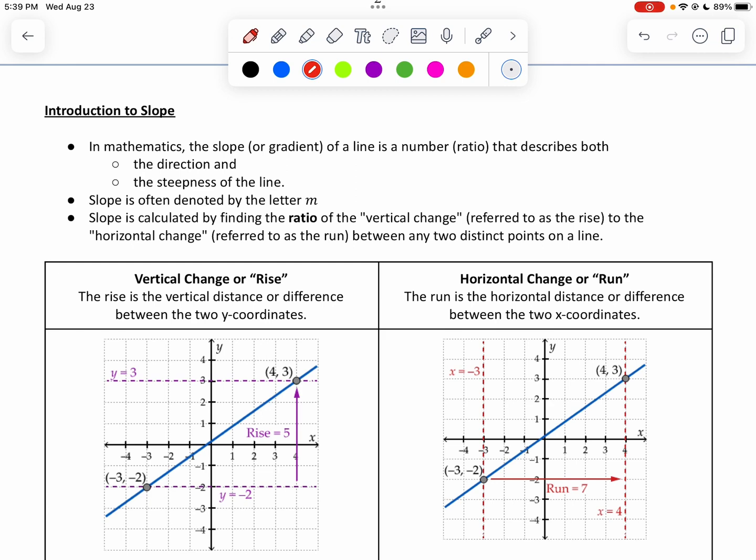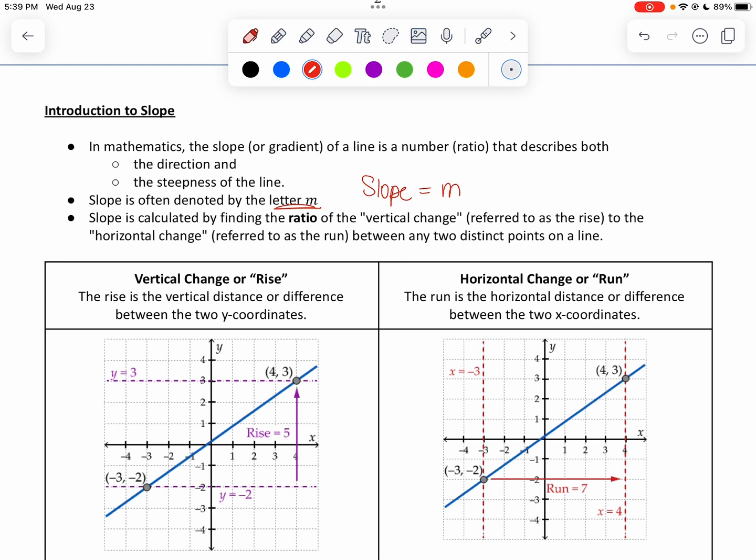So in mathematics, the slope, or in other words, the gradient or steepness of a line, is a number that describes both the direction and the steepness of the line. Slope is often denoted by the letter m. So in other words, slope is equal to m, and we'll often see the slope being represented by the letter m throughout this unit.